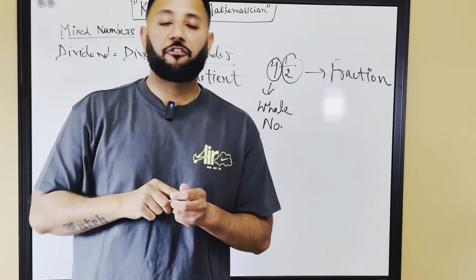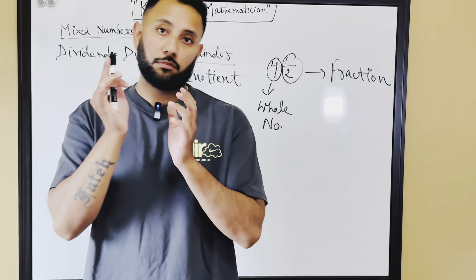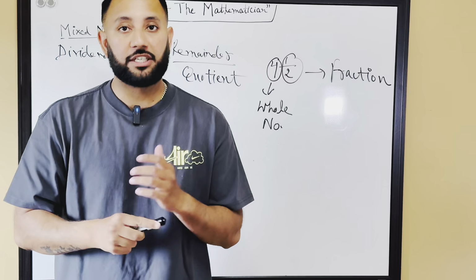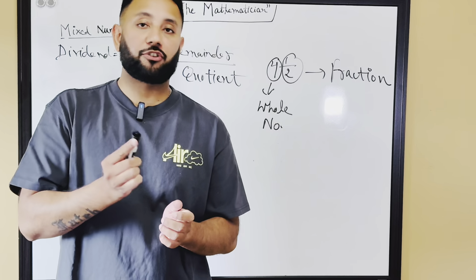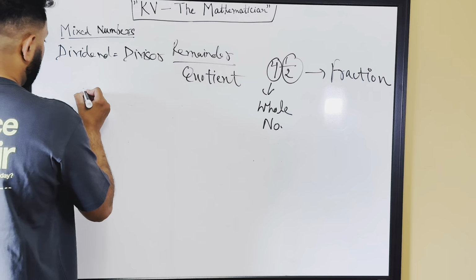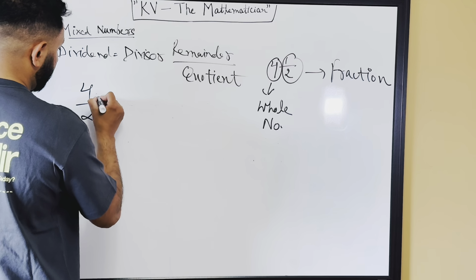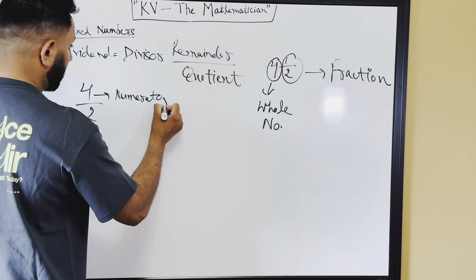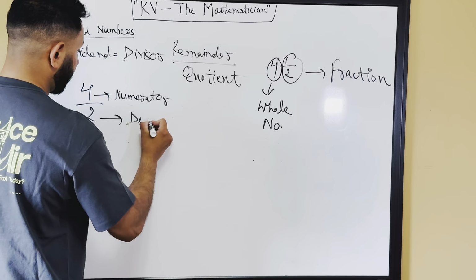So the basic meaning of fraction is a small part of something. But in mathematics, fraction is what we express in numerator and denominator. So let's take an example. 4 over 2. So 4 is the numerator and 2 is the denominator.